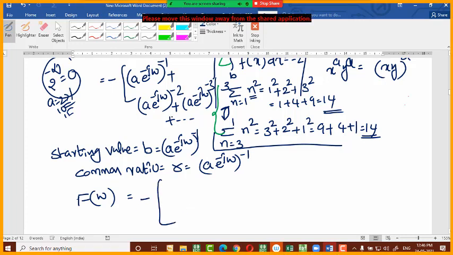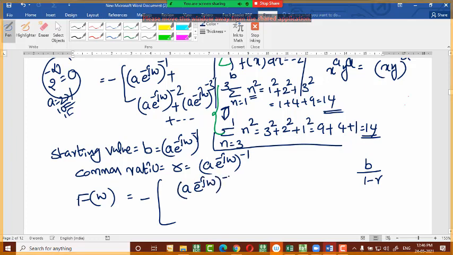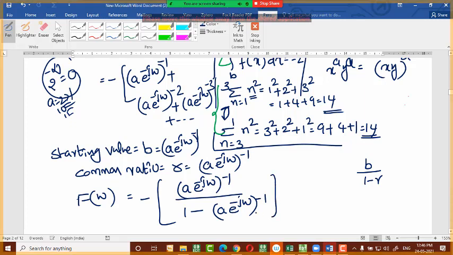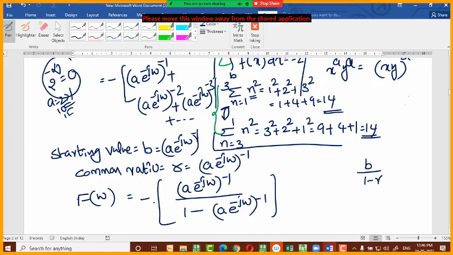Now for this entire summation, we can use the geometric progression summation, that is starting value by, what is the formula? Starting value by 1 minus common ratio. What is the starting value? A into e power minus j omega whole power minus 1. This is the starting value by 1 minus, what is the common ratio? Common ratio is also a into e power minus j omega minus 1. Many people will confuse here between the previous problem and this problem. A lot of practice is required. Okay, and if you forget this minus, you will get the wrong answer. That's why I am telling that many times.